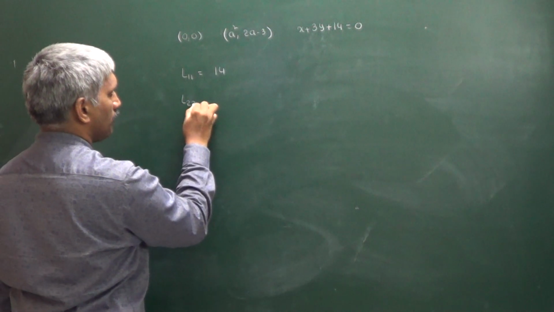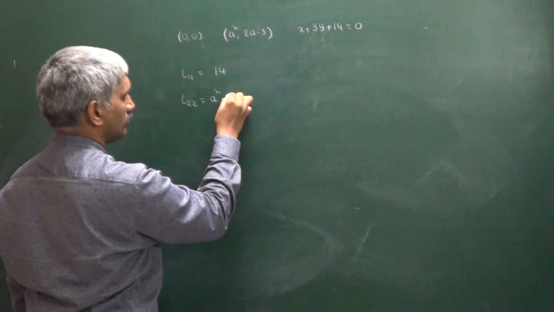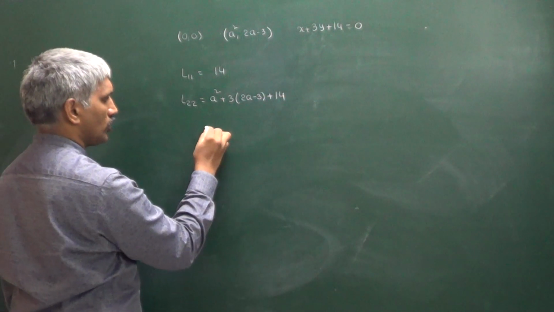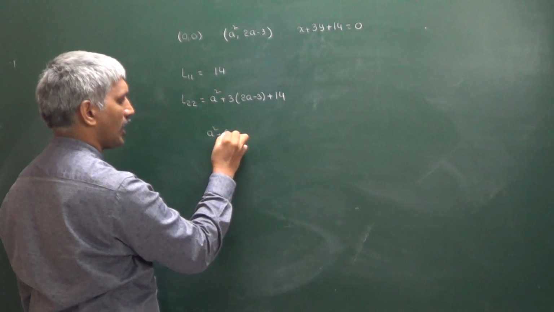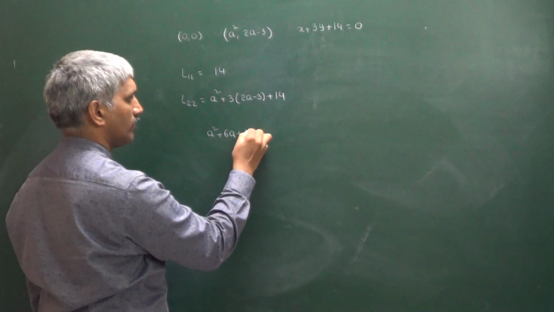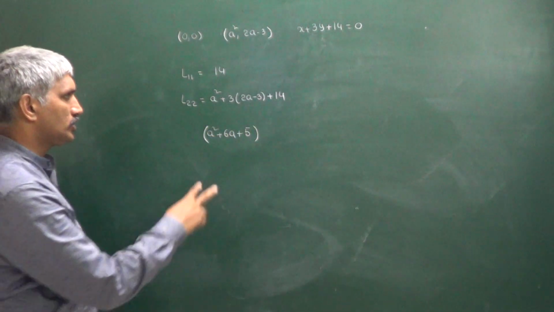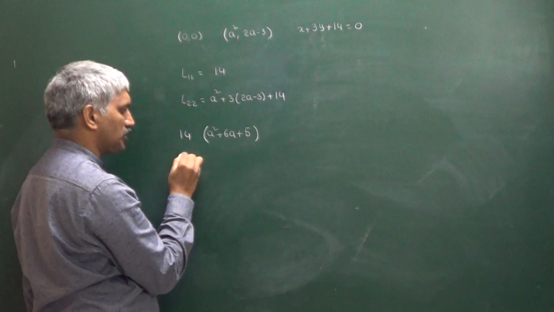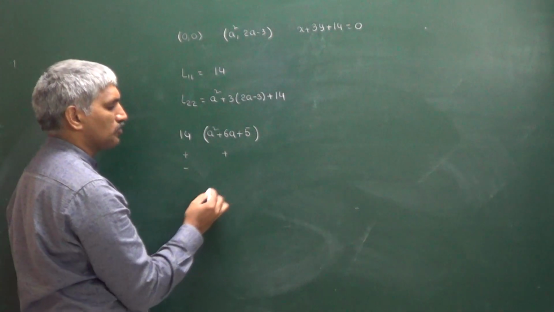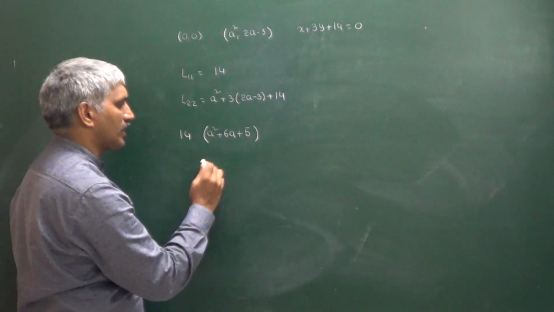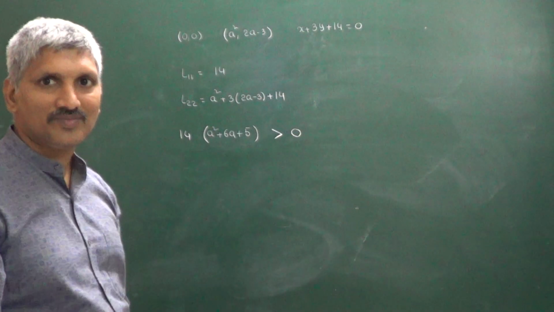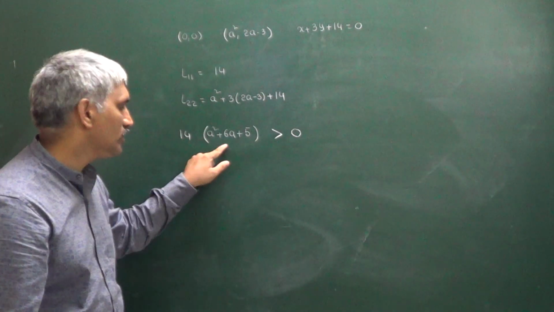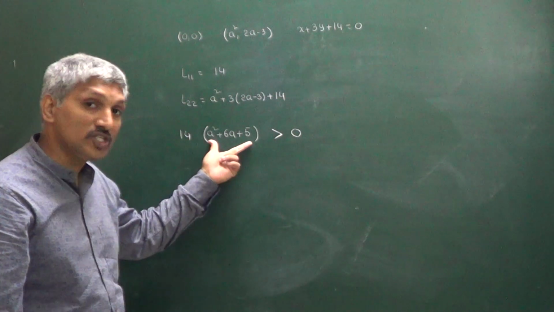Find out L22. L22 is equal to a² + 3(2a - 3) + 14, right? So that's why a² + 6a + 5. So this is L22. L11 is 14 and L22 is this one. Both are the same sign. This is a plus, this is also plus. This is a minus, this is also minus. That means these two multiplied must be greater than 0, because he is saying the two points lie on the same side of the line. That's why both are of the same sign. This is positive, that's why this is also positive.